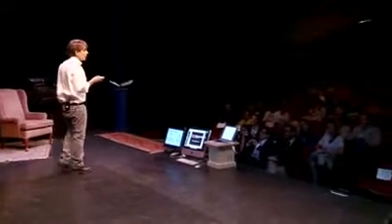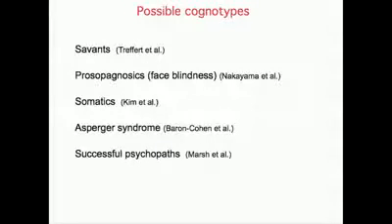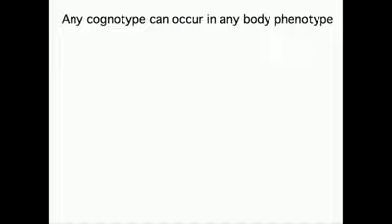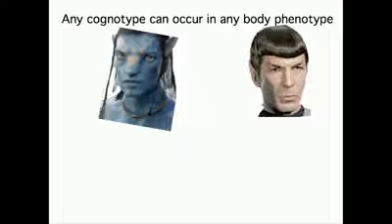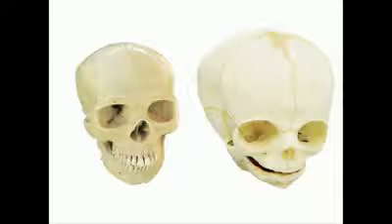There are many, many more of these categories of cognotypes. And I want to bring us back to one particular important fact about them. Again, any of these cognotypes can occur in any body phenotype. So if we have two very different body phenotypes, they both might be successful baseball players. They both might work in Silicon Valley. So what does this tell us about future brains?